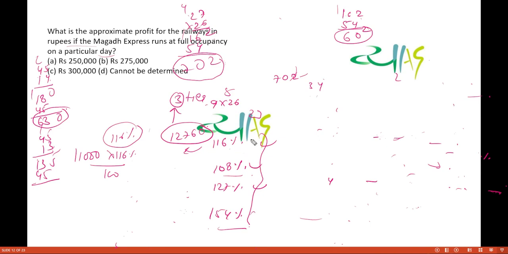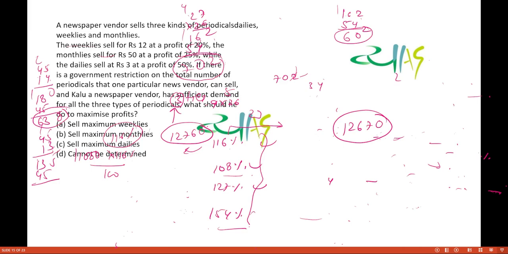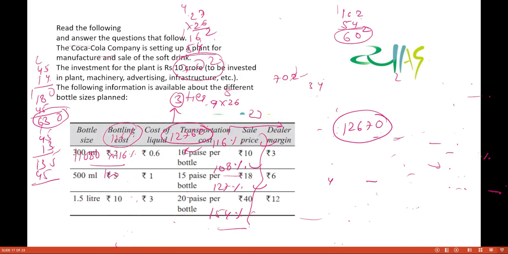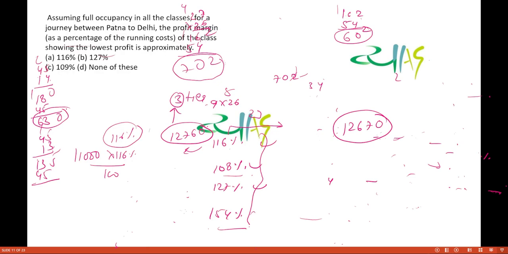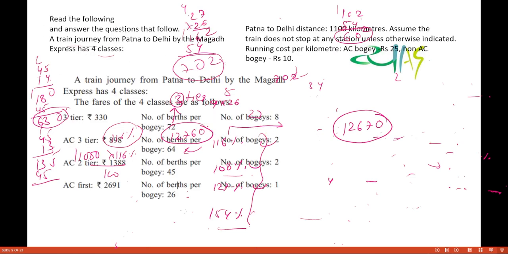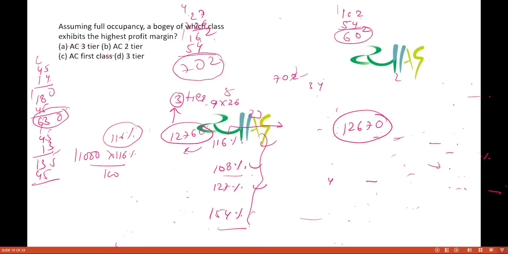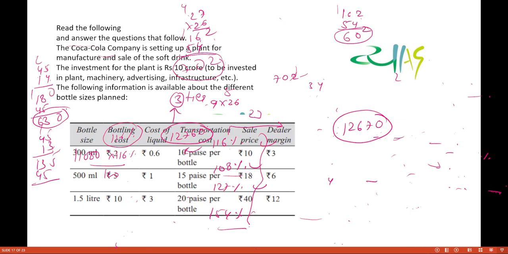Okay, so when we are having 116% profit, we are earning 12,760 rupees profit per bogie. And how many bogies are we having of this one? We are having 8 bogies here. So for 8 times profit we are having, because it is talking about full occupancy.